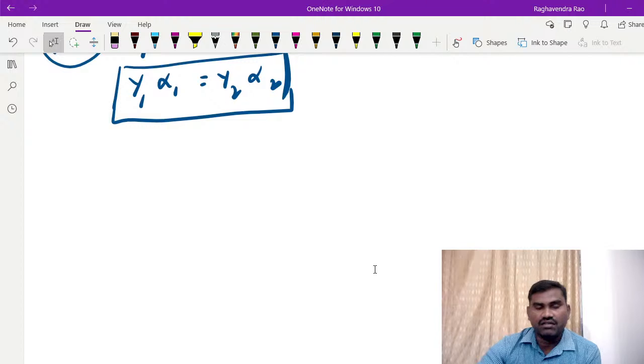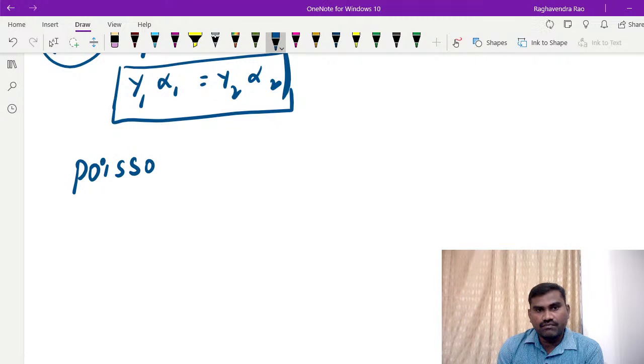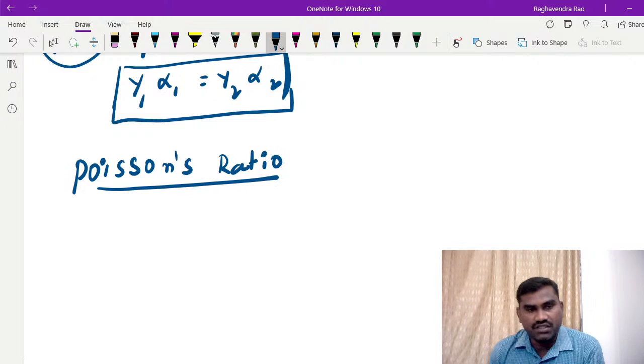So after this, based on Young's modulus alone, we have the concept of Poisson's ratio. We will discuss Poisson's ratio again. Now we can go for numericals related to Young's modulus.